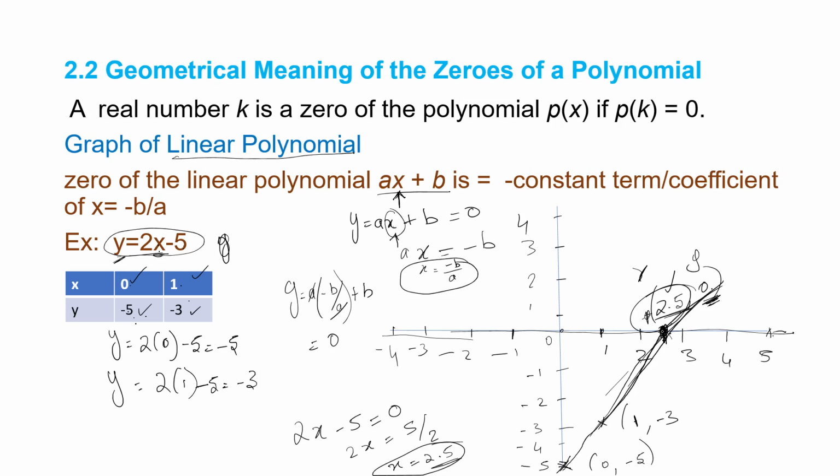Is this clear? I have seen some students who learn by heart that wherever it cuts the x-axis, that is the 0 of the polynomial. But if we ask why, they can't explain. So I am explaining this. Please understand.